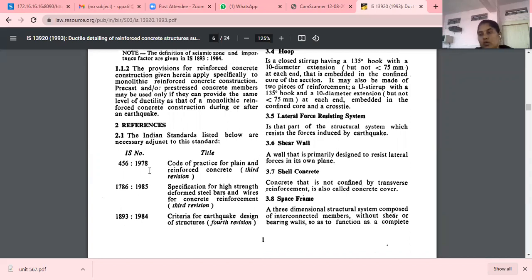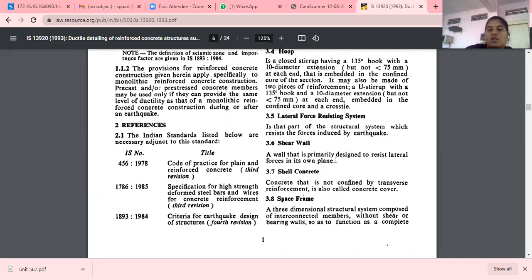There is IS 456, the IS code you are using for the concrete, and that is also very helpful over here for understanding this ductile detailing of RCC members. And the shear walls, how they are helpful to us to increase the strength of the building, how to make the building an earthquake resistant building by using the shear wall concept. Shell concrete is concrete that is not confined by transverse reinforcement and is also called the concrete cover.